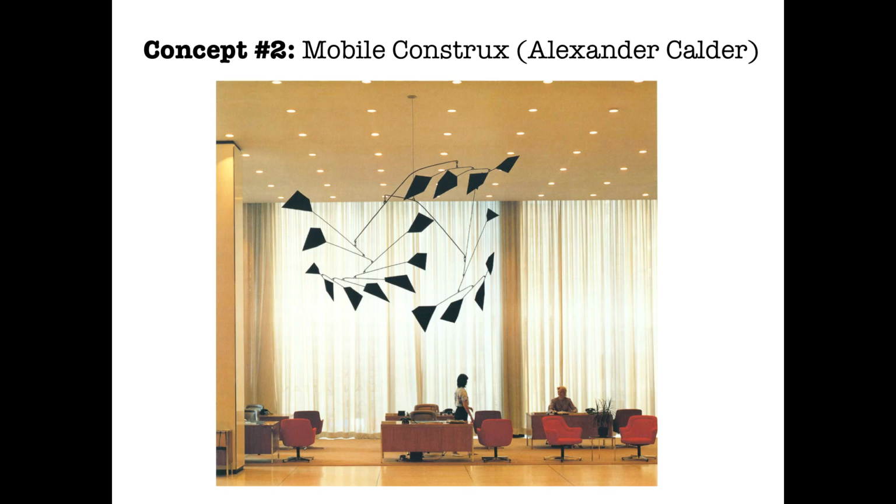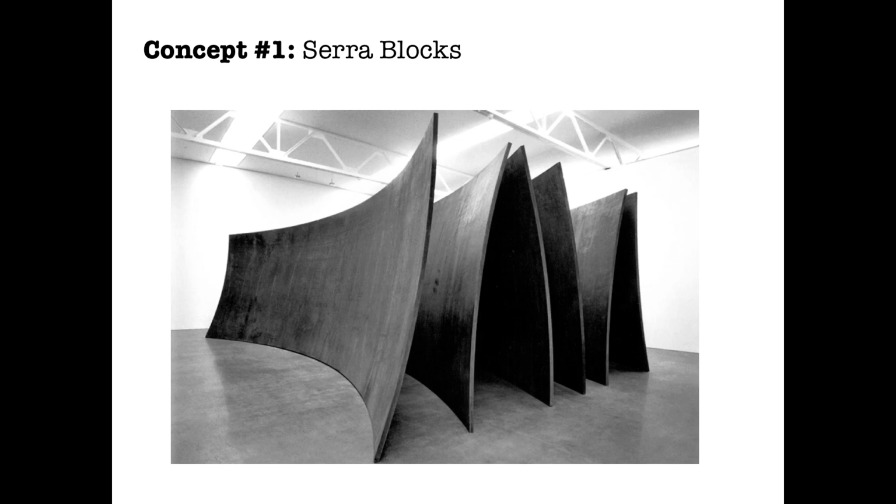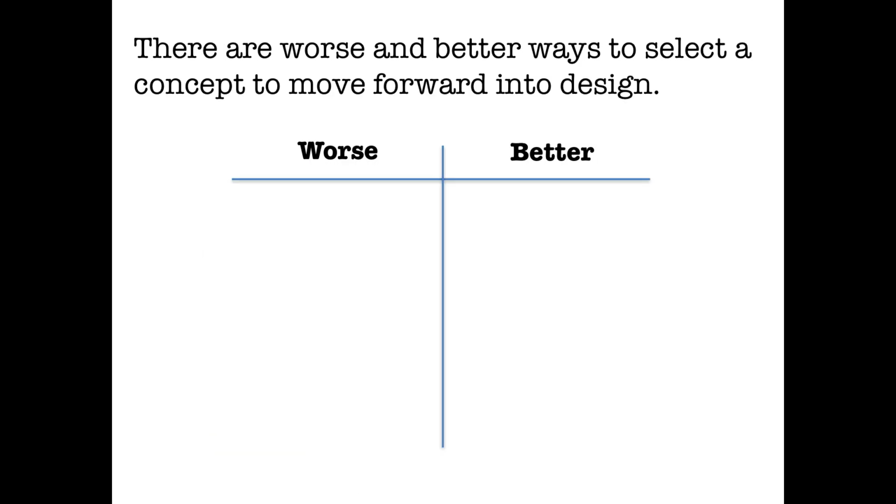The second is a mobile, which is the origin of this art form is a man named Alexander Calder. These are large sculptures. This is one that is actually in Philadelphia. Do-it-yourself sort of Alexander Calder themed mobiles. The third is a woven sculpture by an artist named Ruth Asawa. So this would be a way that you could link together different pieces to create a woven structure. Okay, so those are our 3 concepts. We're going to call them again Serra blocks, mobile constructs, and woven sculpture.